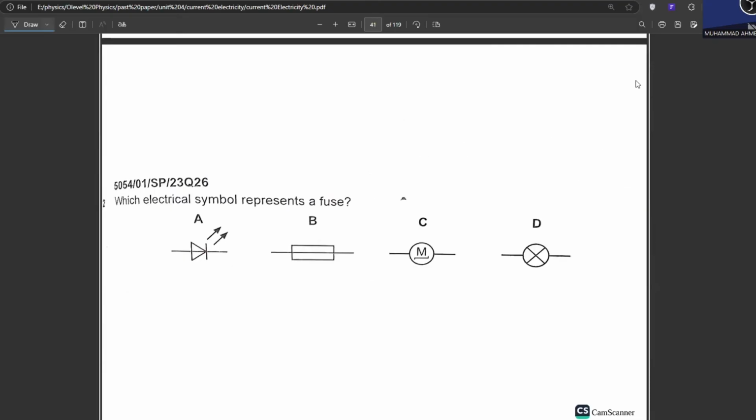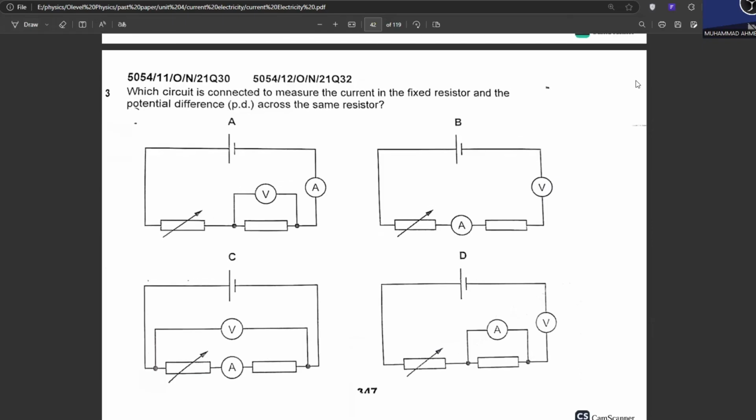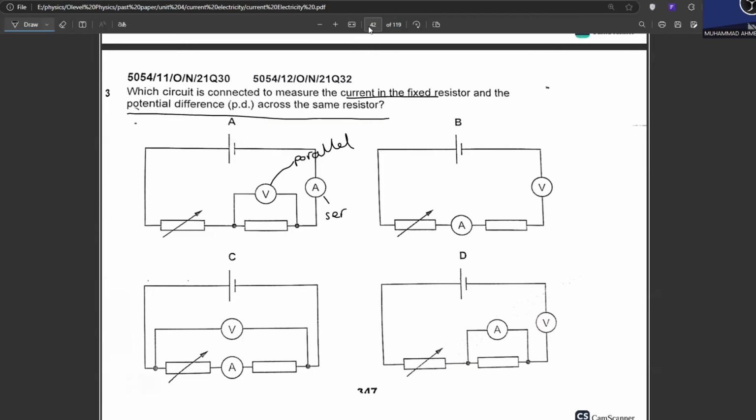Which electric symbol represents a fuse? A is not a fuse, B is a fuse, C is a motor, D is a lamp. Let's further move ahead. Which circuit is connected to measure the current in the fixed resistor and the potential difference across the same resistor? You have to connect voltmeters and ammeters in such a way that they measure the current in the fixed resistor and the voltage across the fixed resistor. Always remember, voltmeter is attached in parallel, as you can see here. And ammeter is attached in series with the fixed resistor. A is your answer.